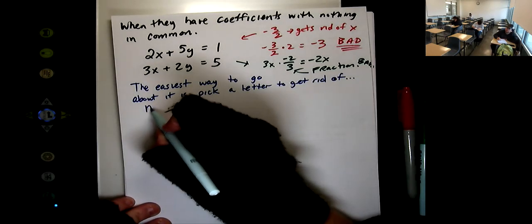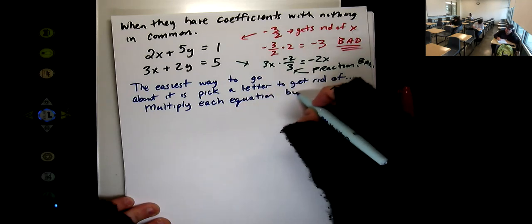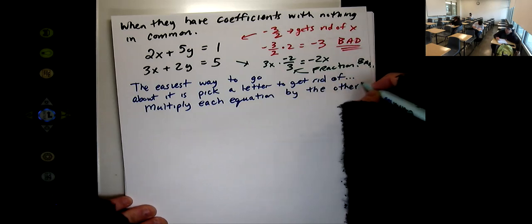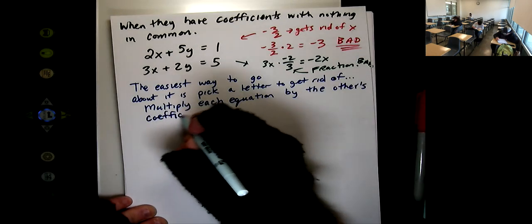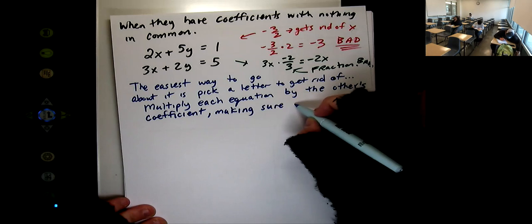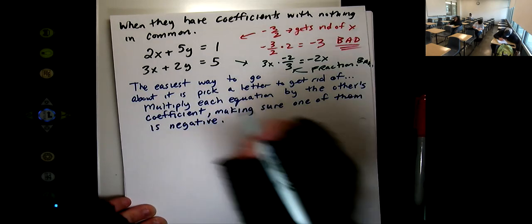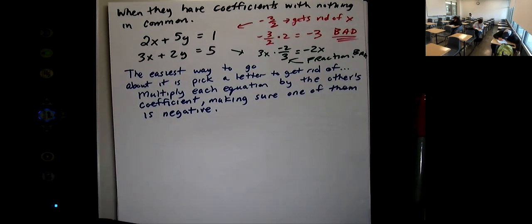And then multiply each equation by the other's coefficient, making sure one is negative and one is positive. I'll show you both. We're only going to solve one of them though. We already saw that doing both of them gets the same solution. So let me pause, make sure everyone's done writing. Getting all hasty here.